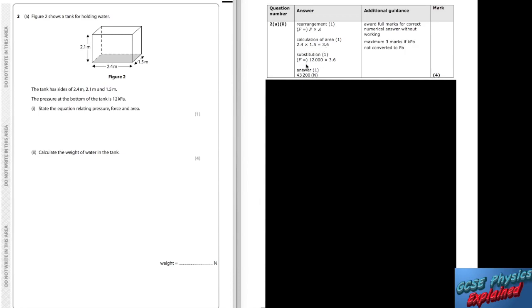Now we've got the area, we can pop it in the equation. So the pressure was 12,000 pascals, and we need to multiply that by 3.6, which was the area. And your answer should be 43,200 newtons.